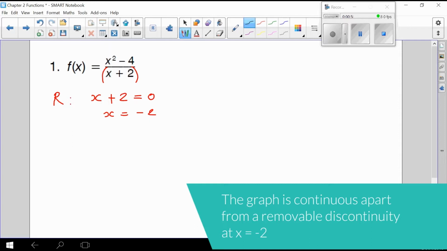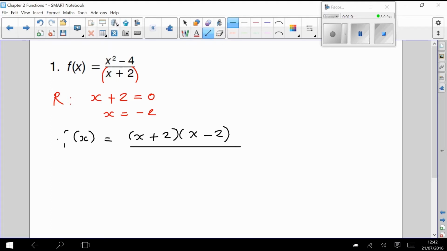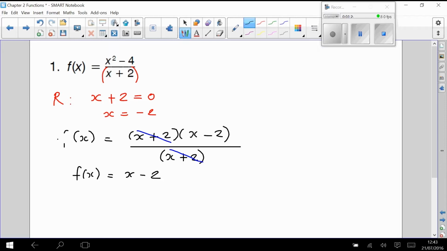If I now take a look at f of x and I try and factorize it, I can see that in the numerator I'm going to get x plus 2 and x minus 2. In my denominator, I already have a factor of x plus 2. And so cancelling out my two x plus 2 factors, I can actually see that this can be written as f of x is equal to x minus 2.